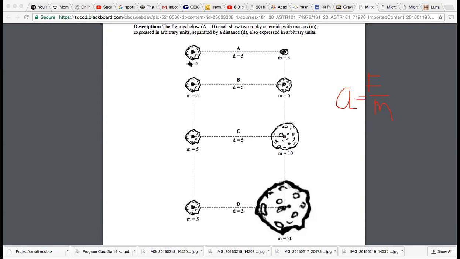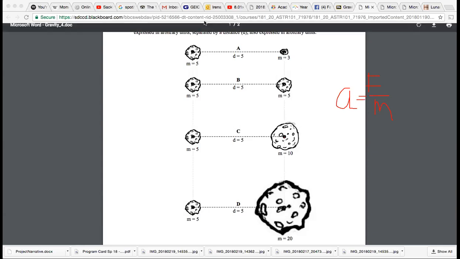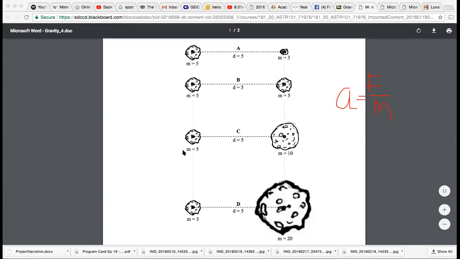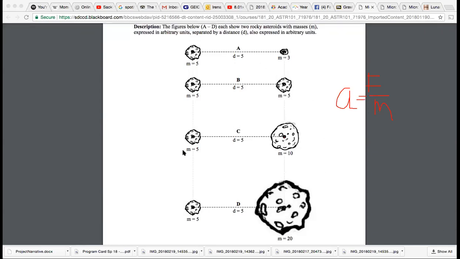So here the question for you is, what's the acceleration of these asteroids? Does F equal gravity? In this case, yes. The force that you have over here is the gravity. In physics, it can be any other force, but in this example, it's the force of gravity.